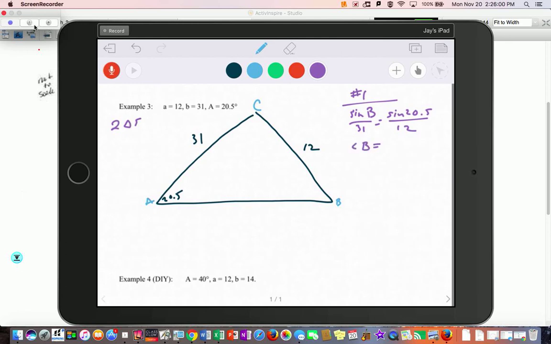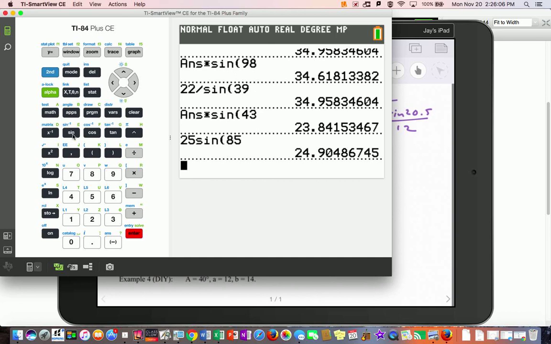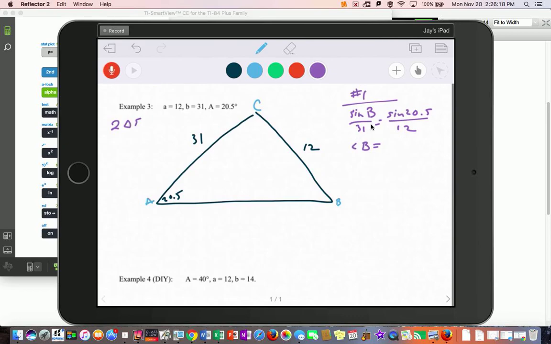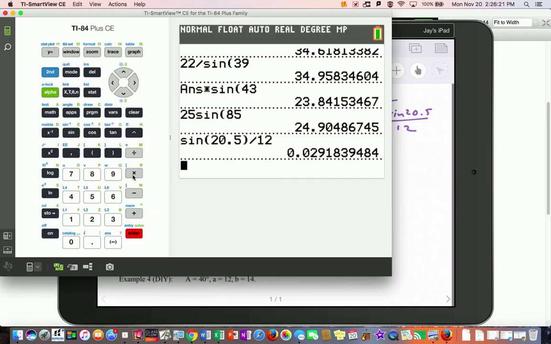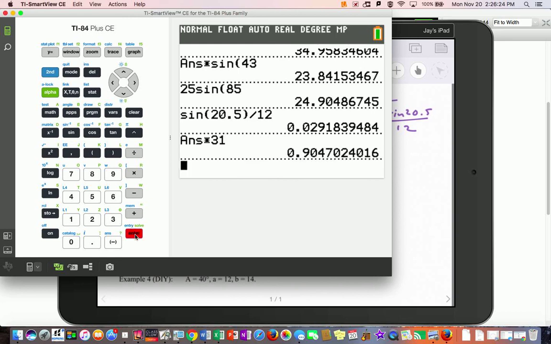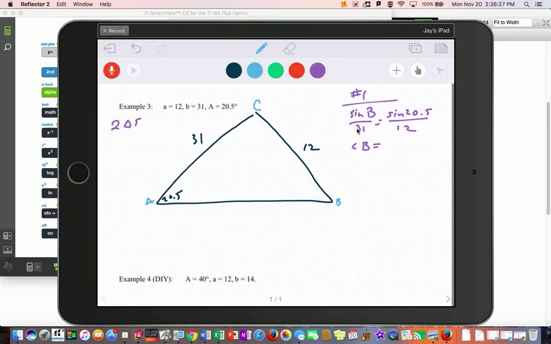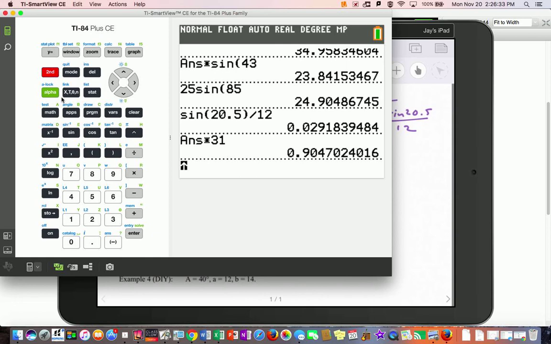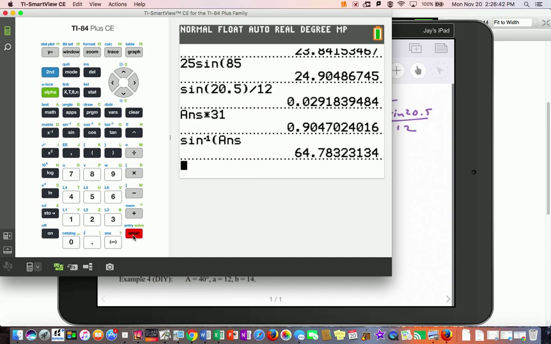So what does angle B equal? So I do the sine of 20.5. Make sure you close it before you divide by the 12. So I have that. Now we're going to multiply by 31. I get that, so that's a decimal. But remember, I don't have B by itself yet. I have the sine of B. So to get rid of it, I'm going to go second, sine inverse. We'll throw my last answer in there. And I'm getting something that's about 64.78.